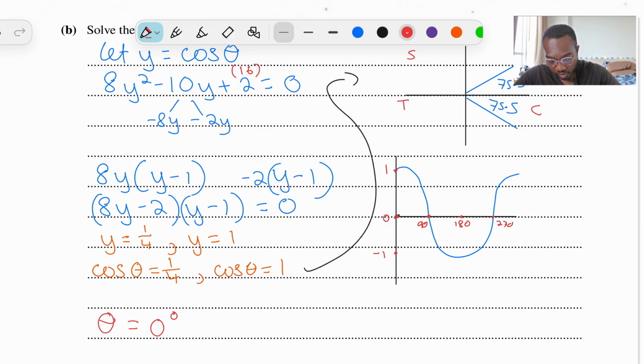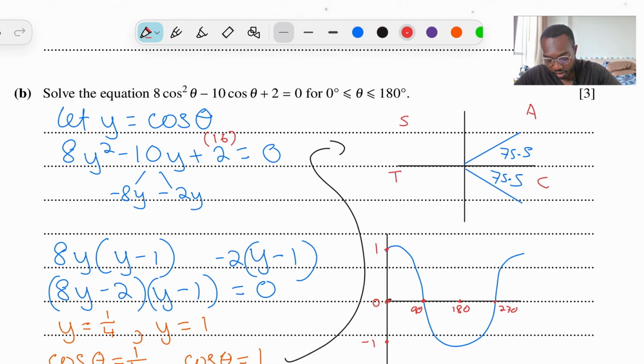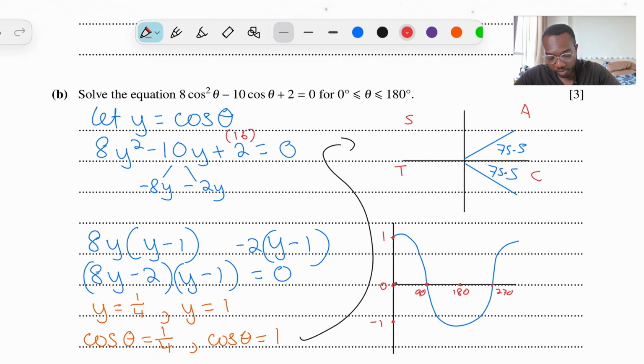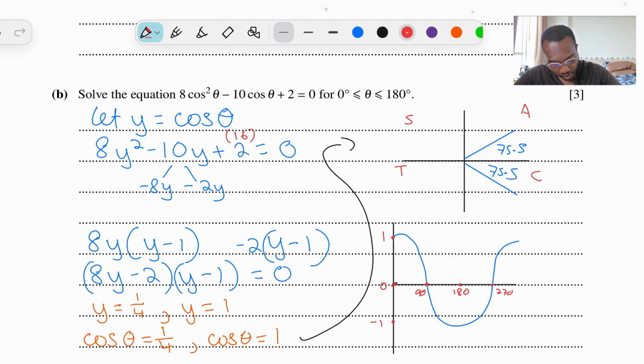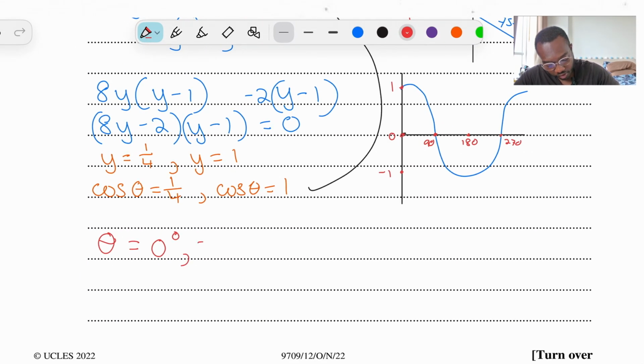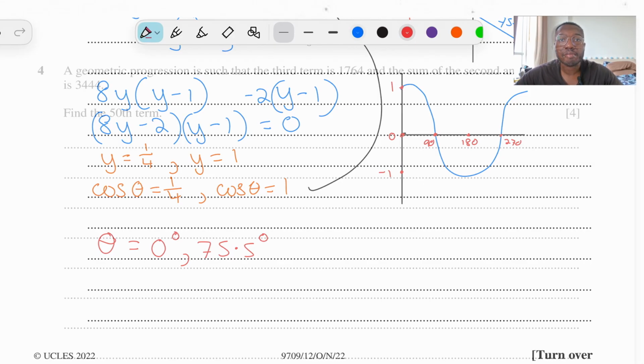And that's just a cos graph. We only get 0. And then for the CAST diagram, again, we want it between 0 and 180, so that would be up here, and then we'd stop here. So therefore, we only have one value, which would be 75.5. Therefore, theta is 0 degrees and 75.5 degrees.